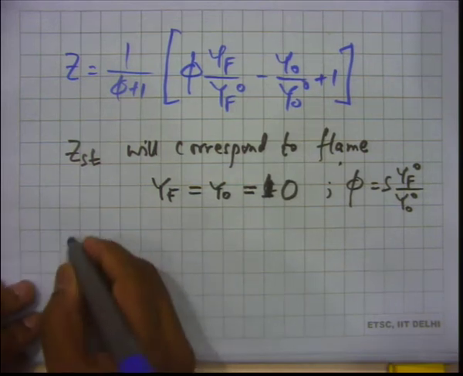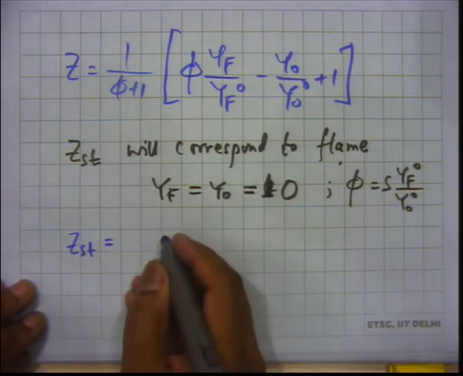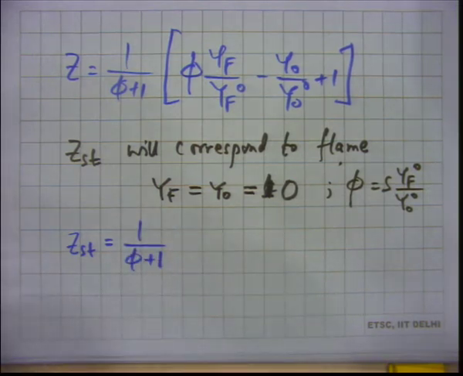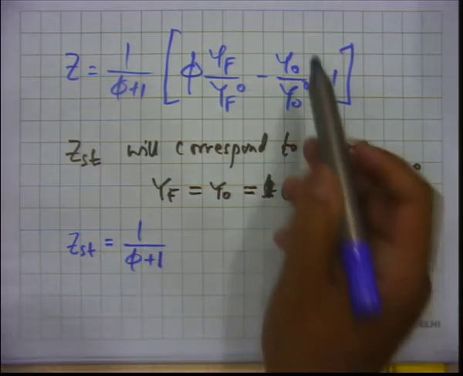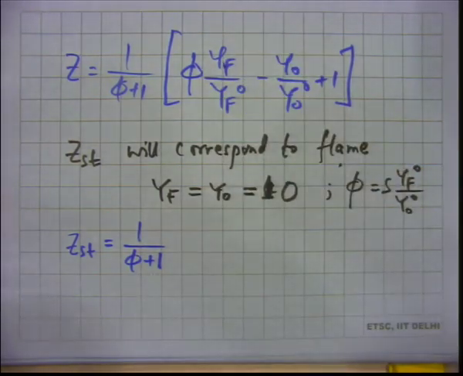So, Z stoichiometric will be how much? 1 by 5 plus 1. Because this is 0, this is 0. So, 1 over 5 plus 1.